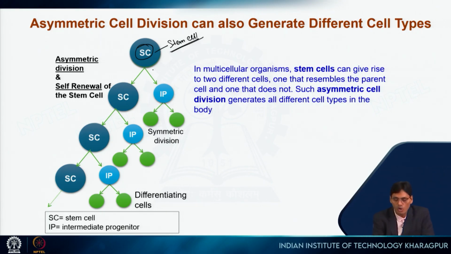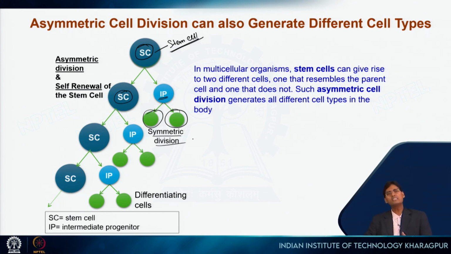As you can see, when these stem cells divide, one of the cells is called an intermediate progenitor cell, IP here, and one is a stem cell again. This intermediate progenitor cell will divide again, and that division can be symmetric, and because of the symmetric division it will make some identical cells, as you can see here.